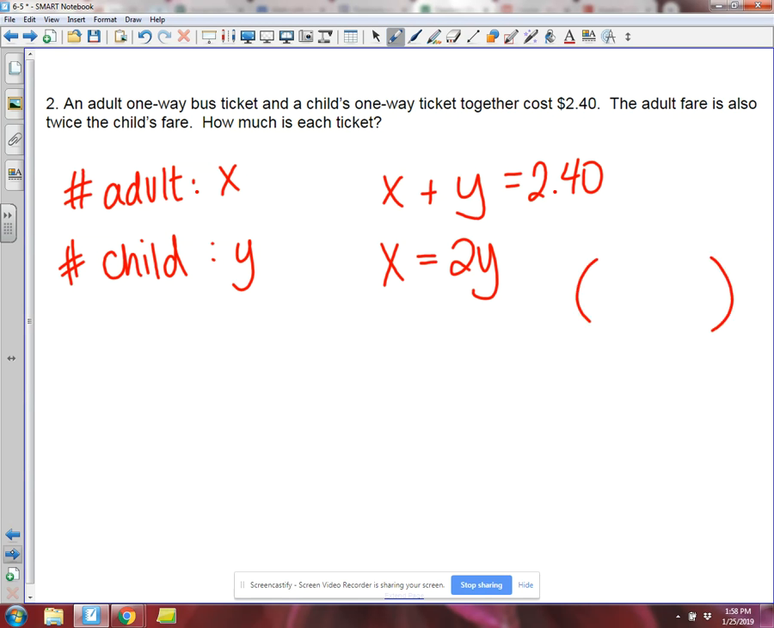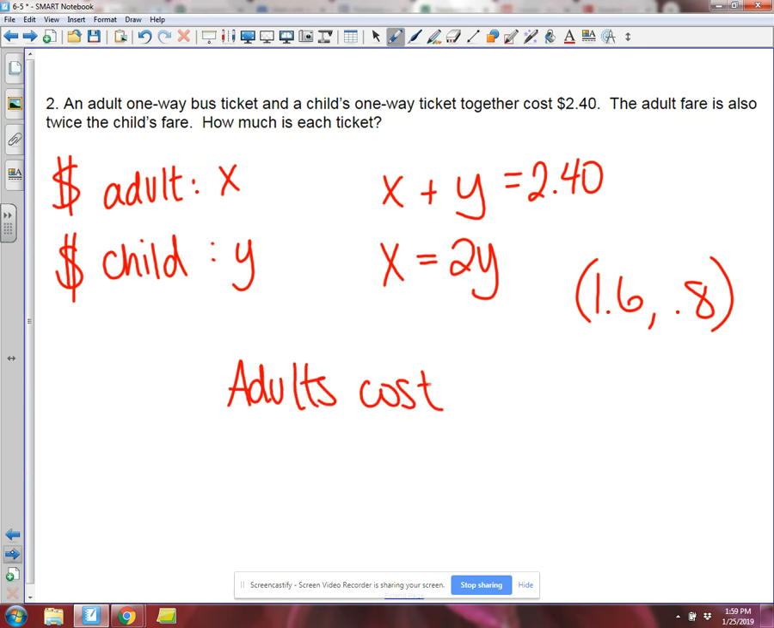Oh, this does say how much is each ticket. So this is money. What's up? So is it okay if you get a decimal? Yeah, it is. We're not talking about a number of tickets. We're talking about a total cost. Say it again. So adults cost how much? No. $1.60. Thank you, ma'am. And how much do the children's tickets cost?